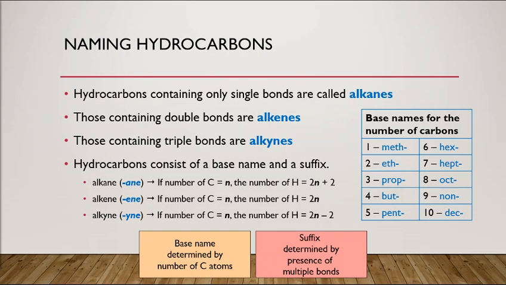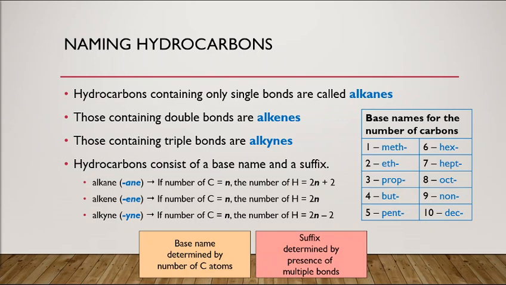Keep in mind, hydrocarbons are always going to be molecules. They're always going to be covalently bonded. If you have all single bonds, you're looking at an alkane, and the ending of the name is going to be -ane. If you're looking at something that contains even just one double bond, you're looking at an alkene, and the ending is -ene. If you're looking at something that contains even just one triple bond, you are now looking at an alkyne, and again it ends in -yne.